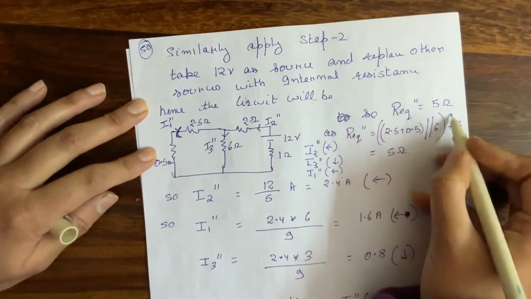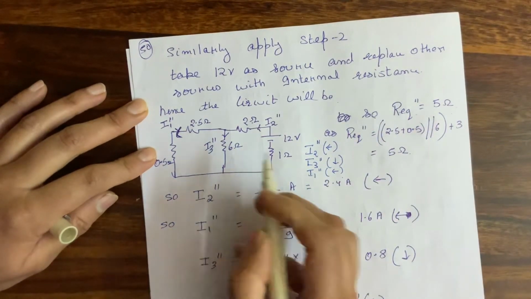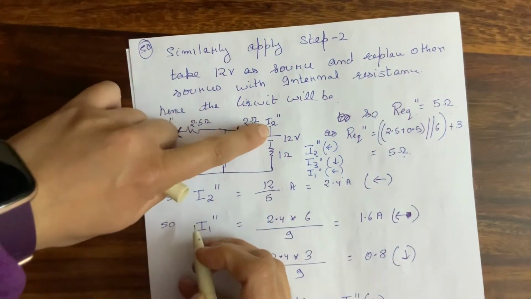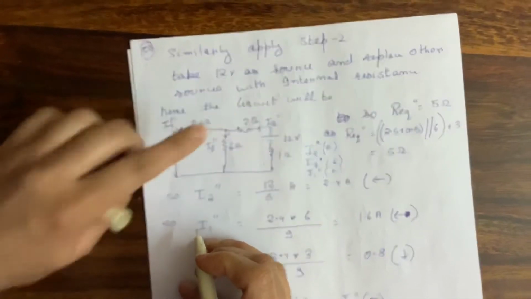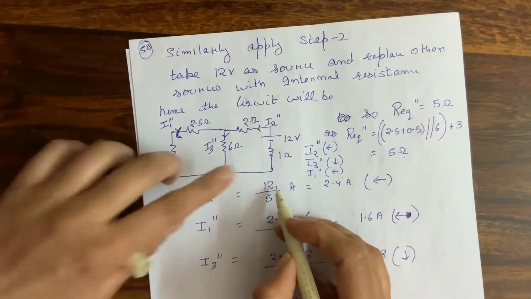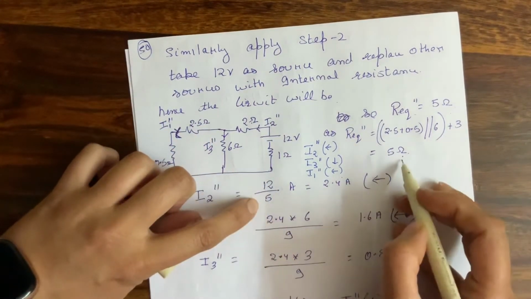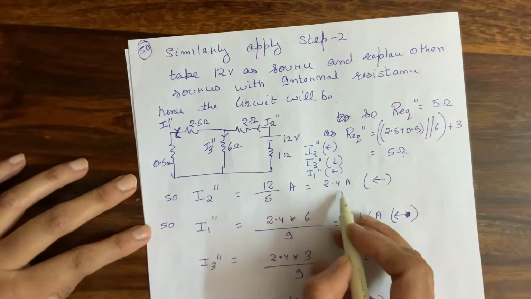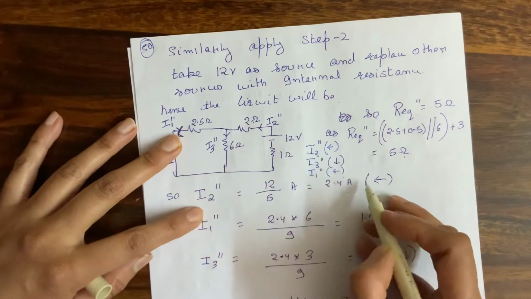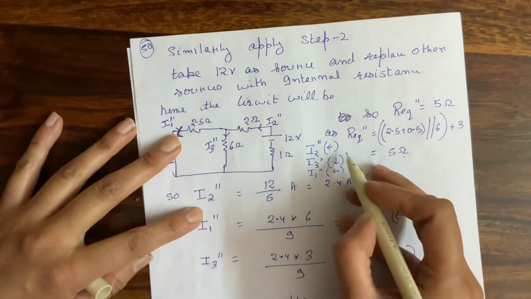So R equivalent value in a similar way we will find, and it comes out to be 5 ohm. So total current now becomes I2 dash because of this 12 volts. Total current will be total voltage upon total resistance. Total voltage is 12, total resistance is 5. So we get 2.4 ampere as my total current because of 12 volt in the direction going towards left.